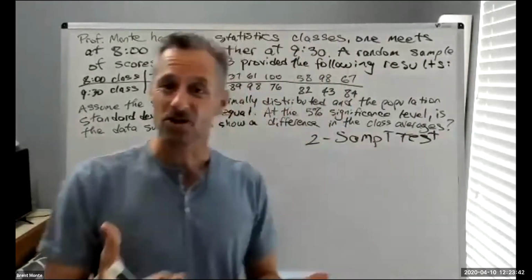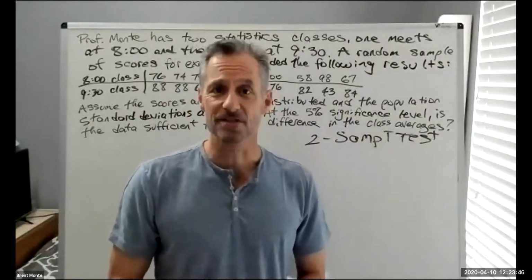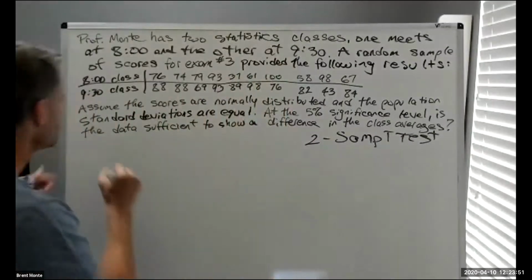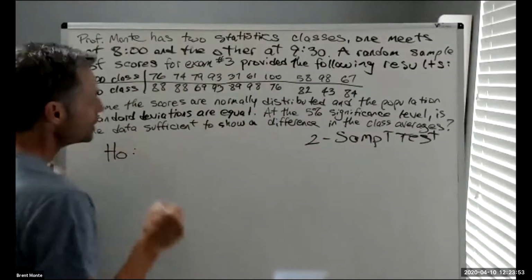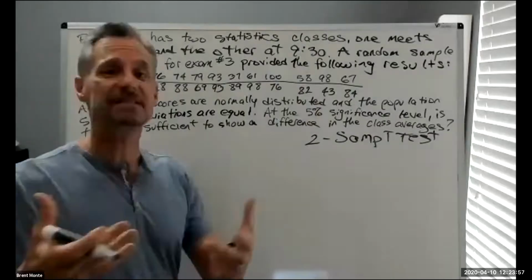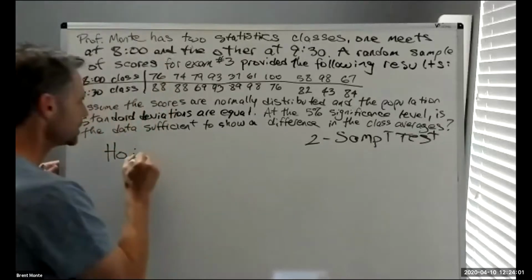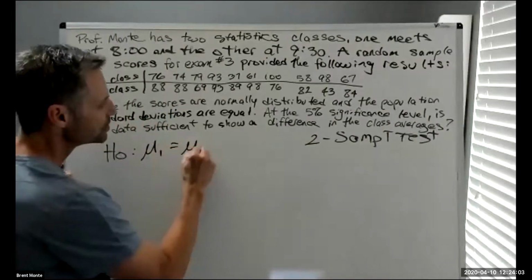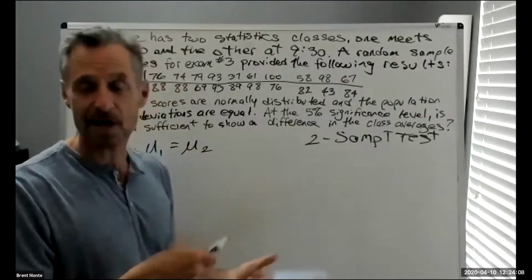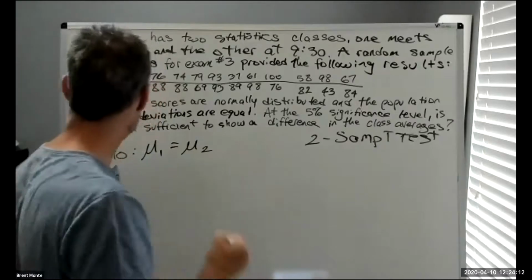So let's go ahead and start the test. We're going to start as we always do with our null and alternative hypotheses, and then we'll go to the calculator to get our calculations. So our null hypothesis, we have to assume, since we don't have any evidence yet, that the means of the two exams are equal. So mu1 is equal to mu2. I'll use mu1 to be population 1, which will be the 8 o'clock class, and then mu2 will be the population mean of the second population, the 9:30 class.